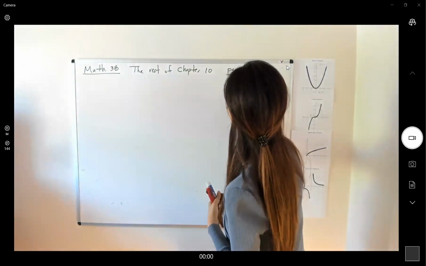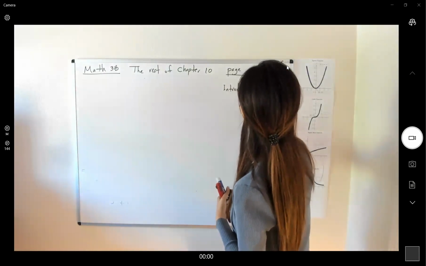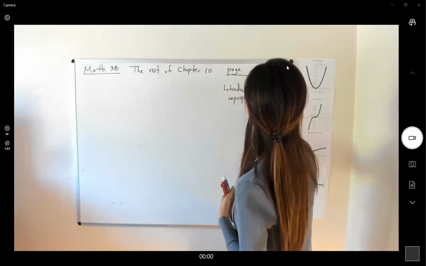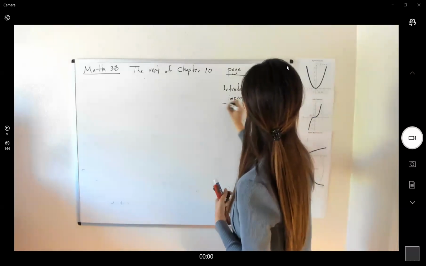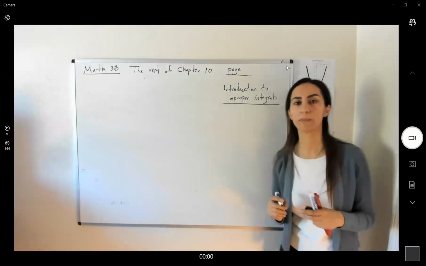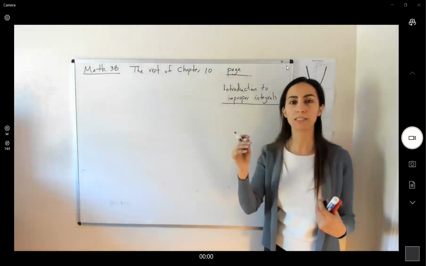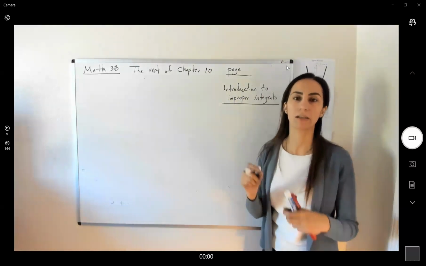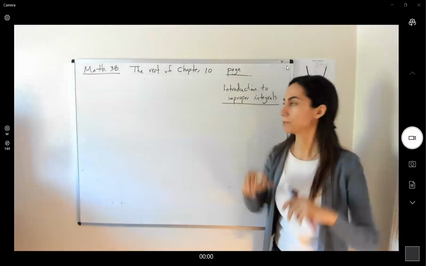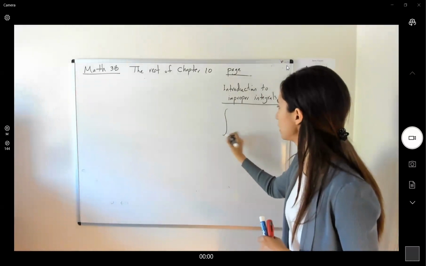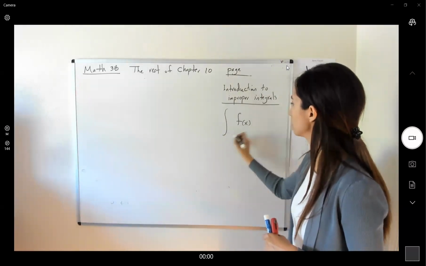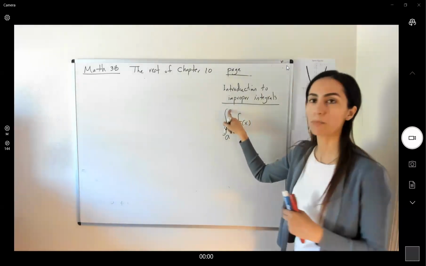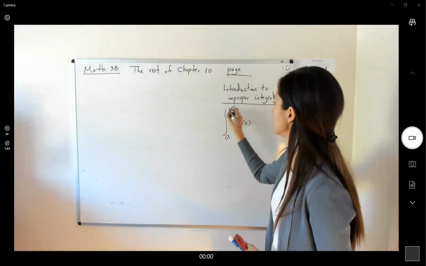Introduction to improper integrals. So when we're talking about improper integrals, it means that one of the boundaries of the integral is not a constant. It's like infinity. So you have, for example, the integral of f of x, where x ranges between a, and instead of stopping at b, it goes to infinity.